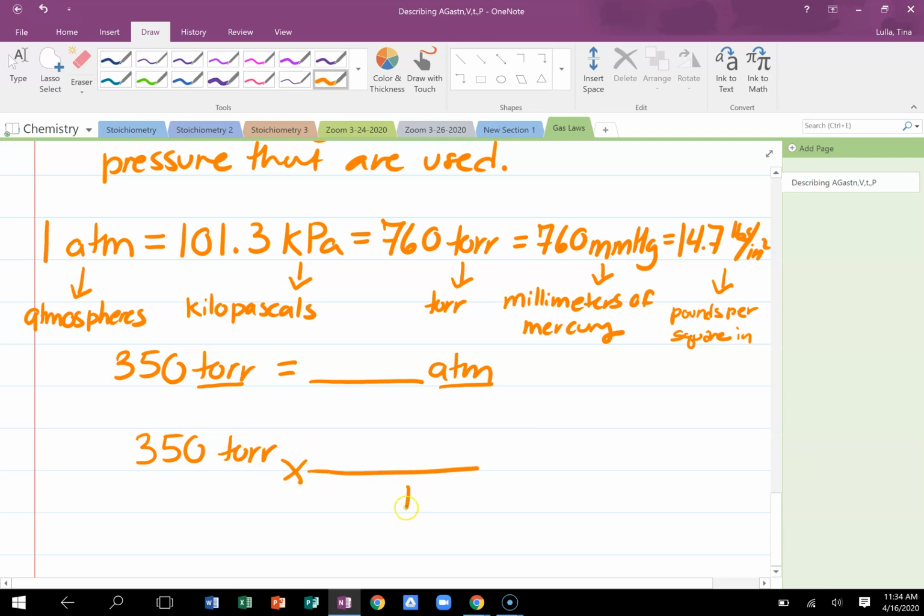I know I want torr on the bottom, and I'm going to ATM. To fill in the numbers, I just look at my line of conversions. 1 ATM is 760 torr. Done. Now I'm just going to do 350 divided by 760. Boom. 0.5 ATM.